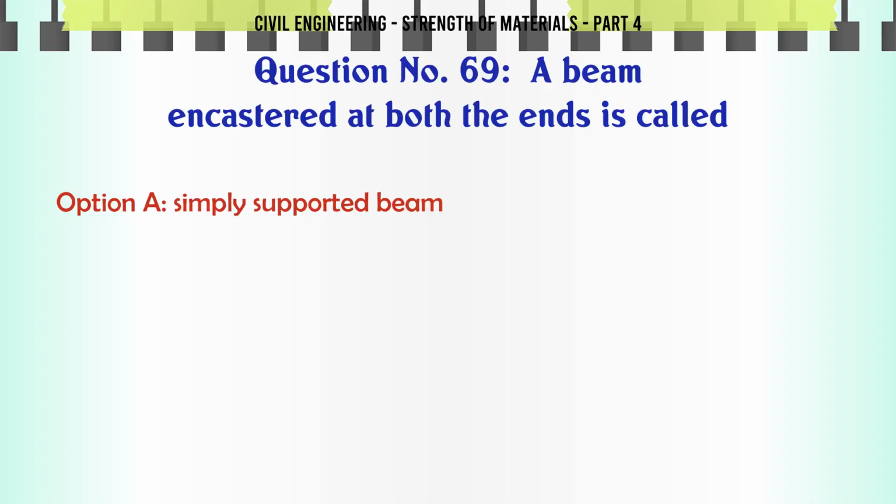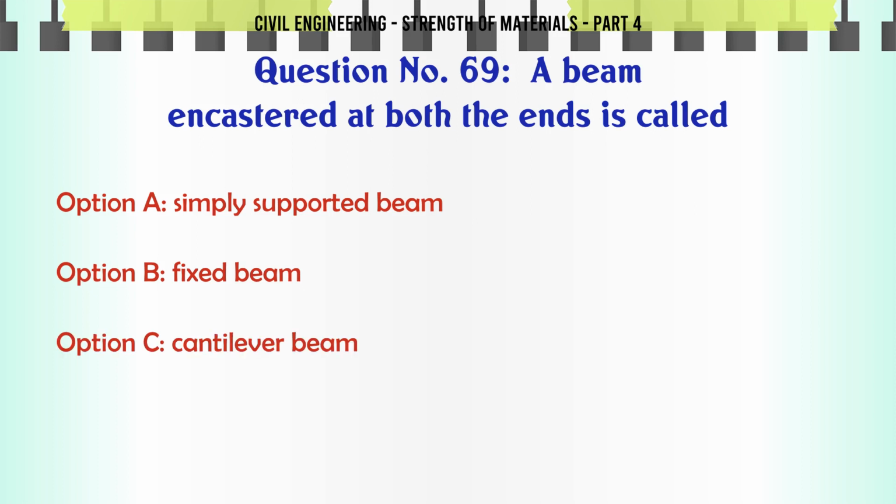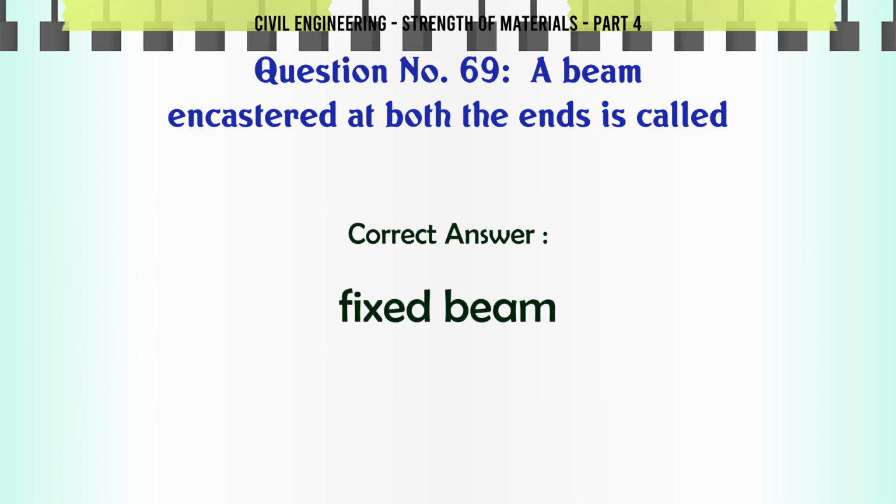A beam encastered at both the ends is called A. Simply supported beam, B. Fixed beam, C. Cantilever beam, D. Continuous beam. The correct answer is fixed beam.